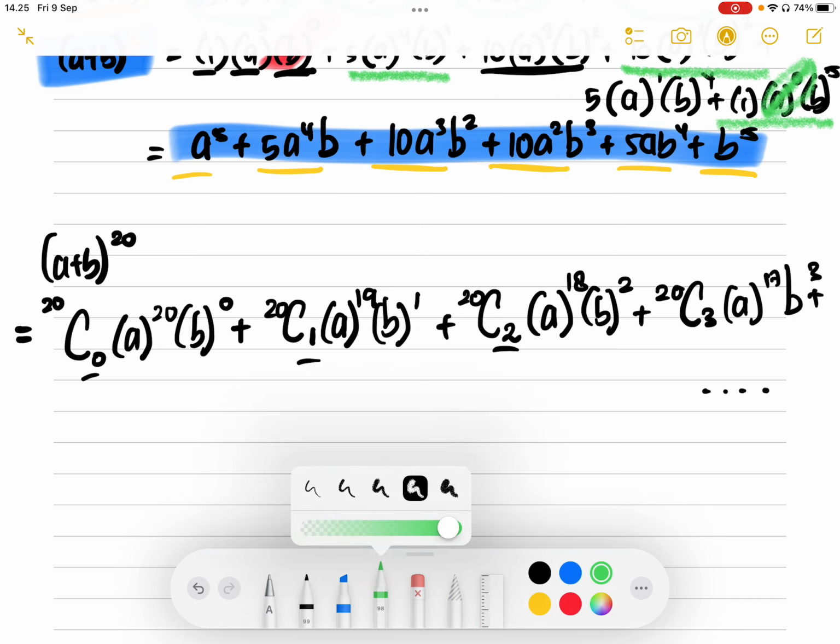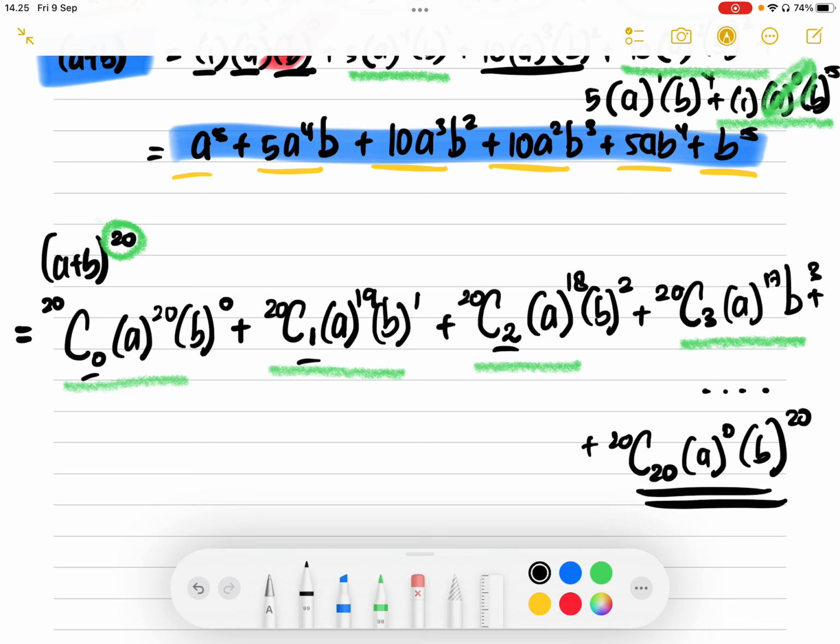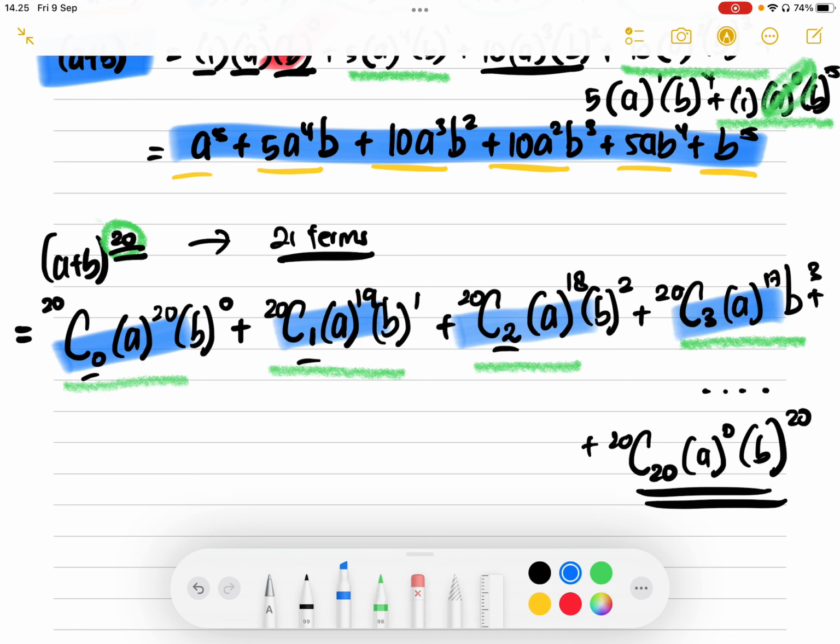If there are 20 of that, it means that we expect there are 21 of the counting going on. The last one would be 20C20, A to the power of 0, B to the power of 20. This will be the final term. So if it is the power of 20, you will expect there will be 21 terms. 1 term, 2, 3, 4, up to the final one, which is the 21st term.